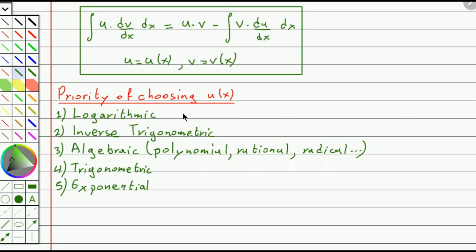As you can see, we opt to take as u of x the inverse functions, the ones that we learn later in our school career, and we leave the trigonometric and the exponential functions as the last priority because they can be integrated and differentiated easily. So the priority starts from the top and goes to the bottom like so, and we are going to use this guide in the following examples.